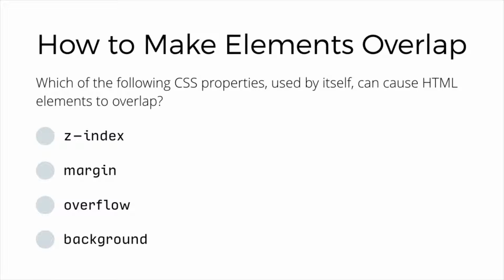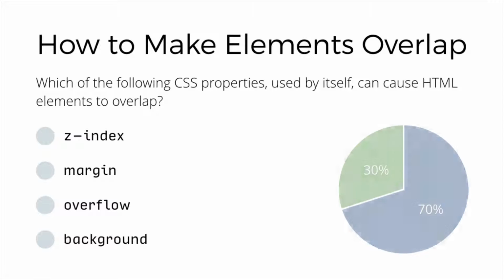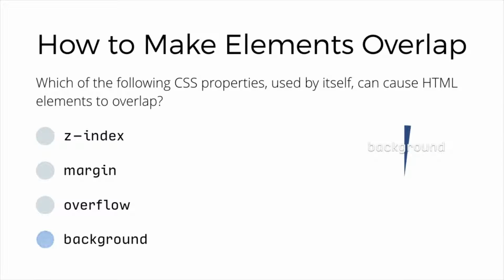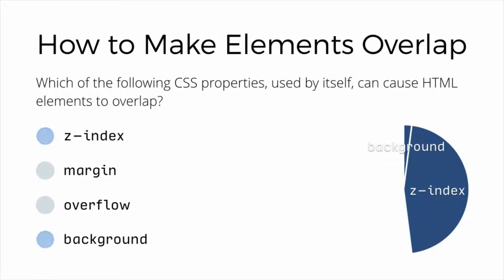Okay, that's everyone. So hopefully no one fell. Oh, by the way, we're down to 30% now of getting this right. Background, again, was the red herring, and very few people fell for this, only 2%. Background, of course, controls your background images, your background colors. It has nothing to do with overlapping elements. The one that everyone steers into, unfortunately, is z-index, and 46% of people choose z-index.